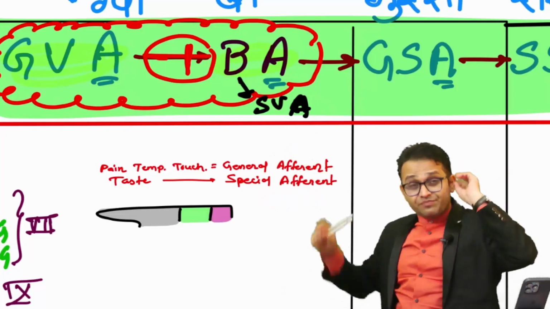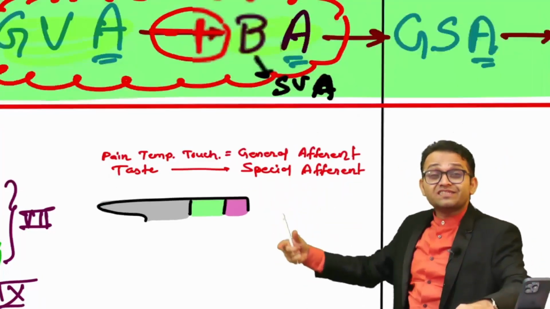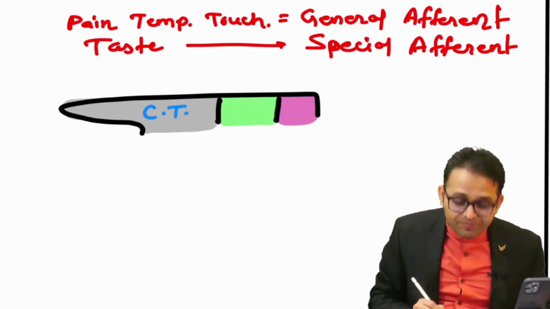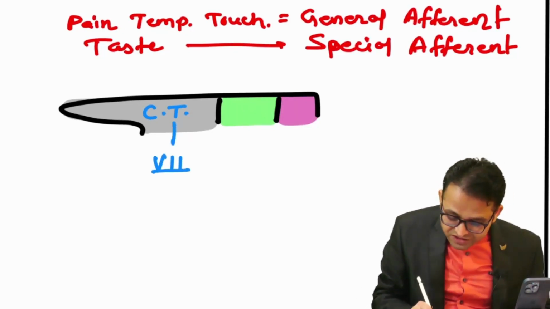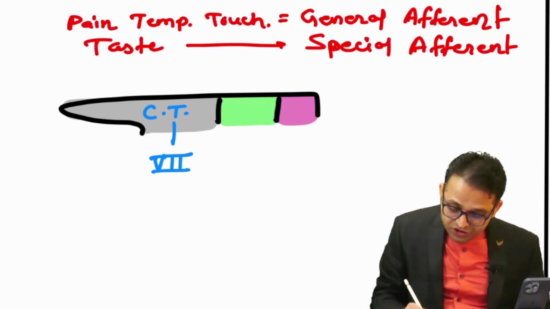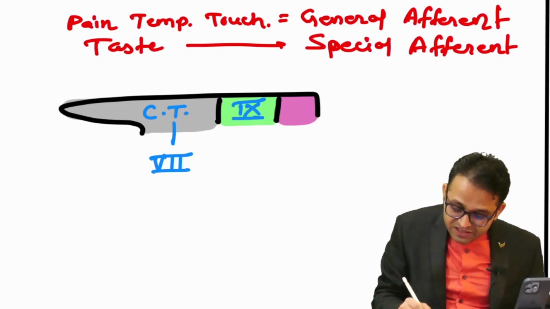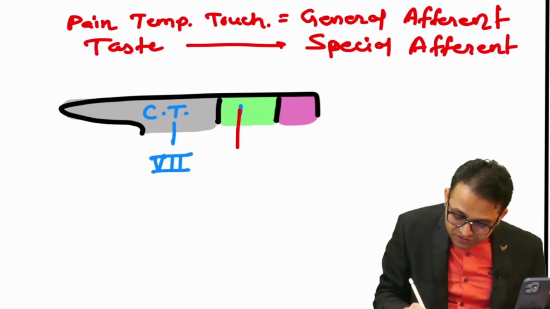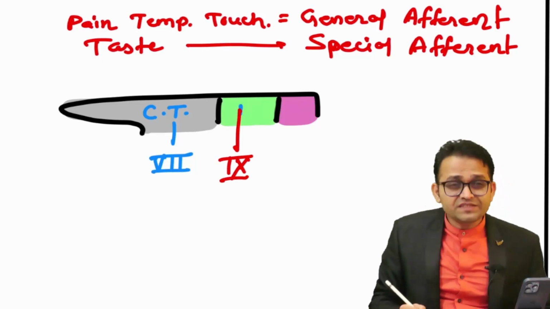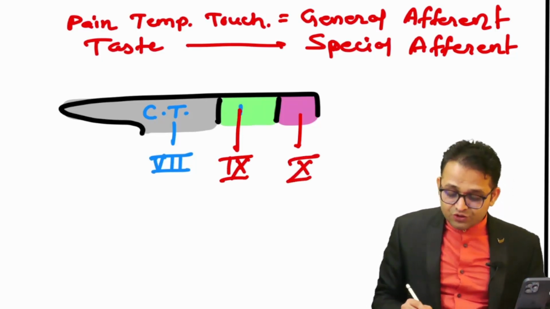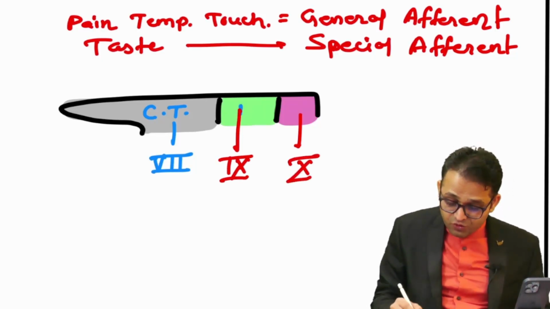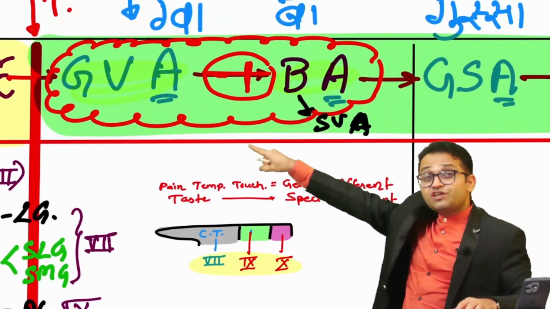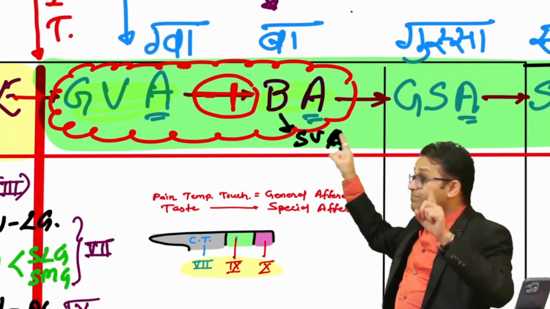Now just tell me, which cranial nerves are carrying the taste sensation? Sir, the anterior two-third taste sensation is carried by the chorda tympani, which is a branch of what? The facial nerve. Yes. The posterior one-third has its taste sensation carried by the glossopharyngeal nerve, and the posterior-most part by the vagus nerve. So these three cranial nerves you have to count under the category of the general visceral afferent as well as the branchial afferent.